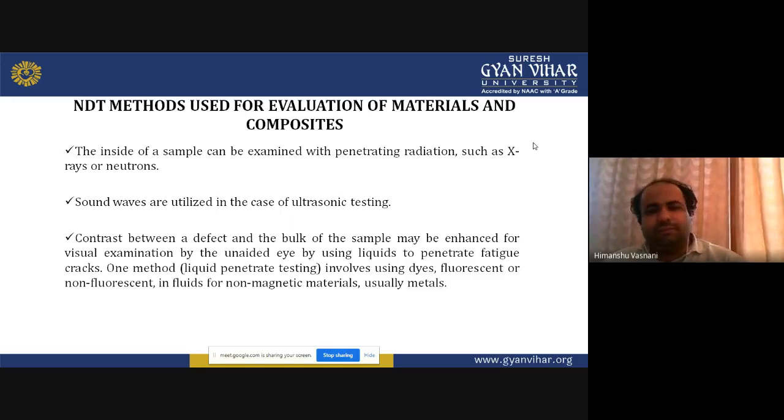Then the inside of a sample can be examined with penetrating radiation such as X-rays. I told you in the last class also that this kind of technology is being used nowadays. Then sound waves are utilized in the case of ultrasonic testing. This also I have told you in earlier classes; I gave you a slight glimpse of how sound waves are used. Then the contrast between a defect and the bulk of a sample may be enhanced for visual examination by the unaided eye by using liquid to penetrate fatigue cracks.